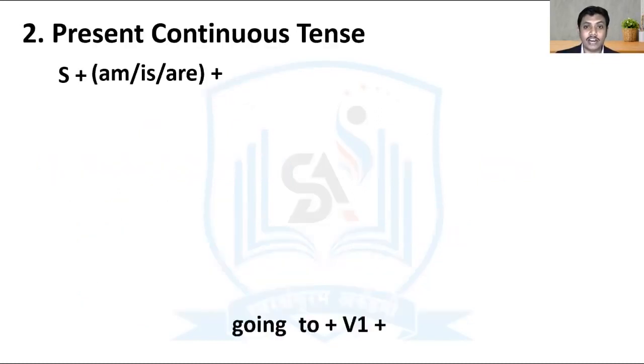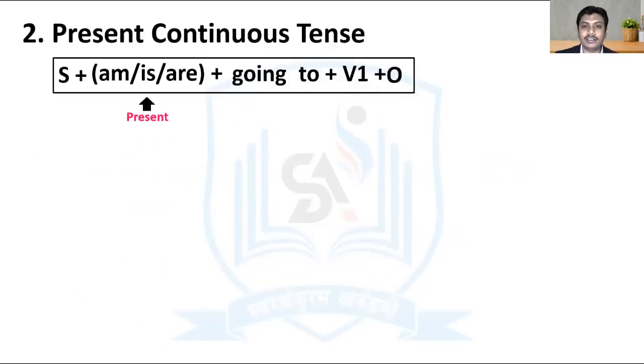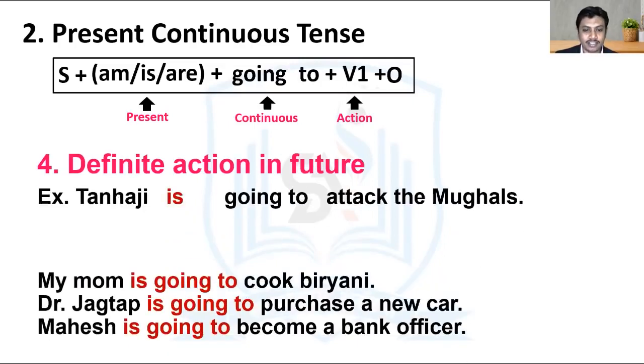Now let's try to understand one more thing about present continuous tense. Here the structure is a little modified. When I use this structure, I'm using am, is, are to represent the present tense. Then I'm using going to, which is indicating the continuous action. But I'm again using V1. So this to plus V1 is also an infinitive form. But try to understand, this is a definite action.